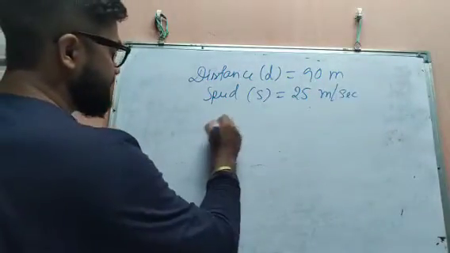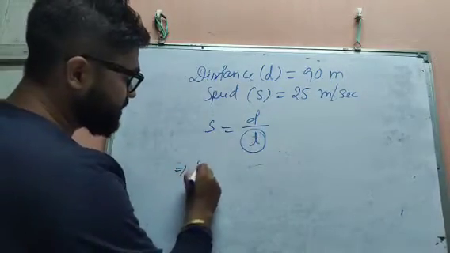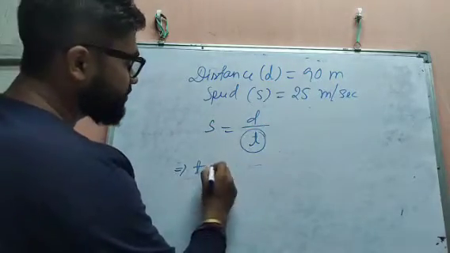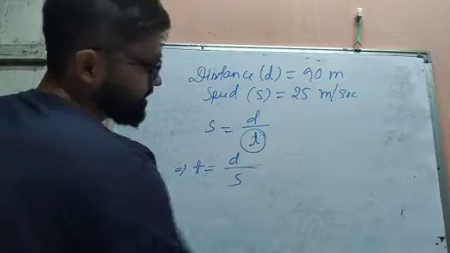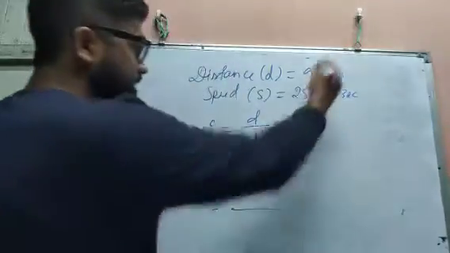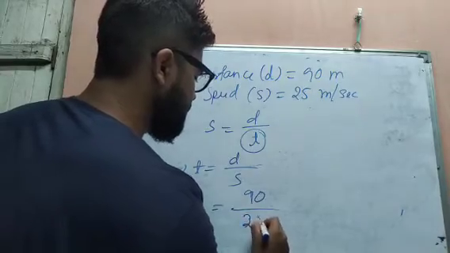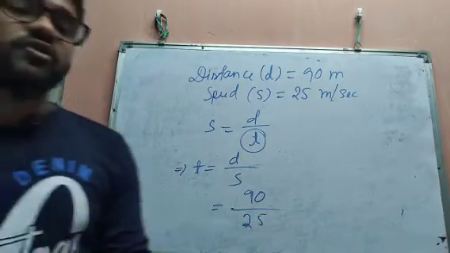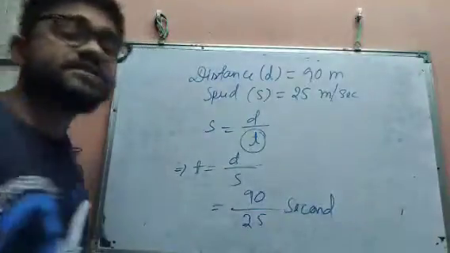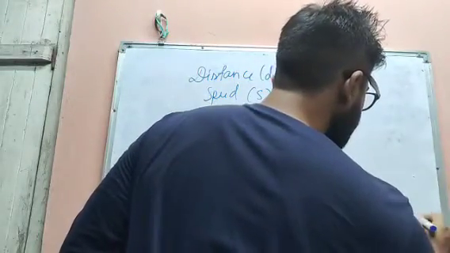So same formula, s equal to d by t. This time we need to find t. Here it is simply multiplication, so if it comes to the right hand side, then it becomes divide. So t equal to d by s. The d value we have is 90 and the s value is 25. Time unit will be second. So 90 divided by 25, if we do the calculation, is 3.6 second.